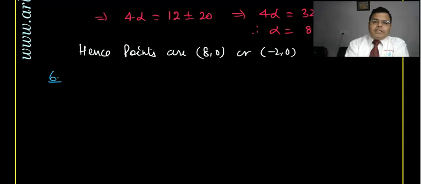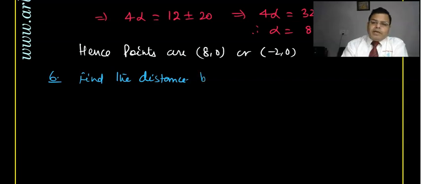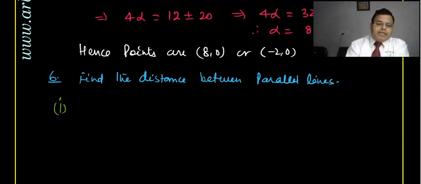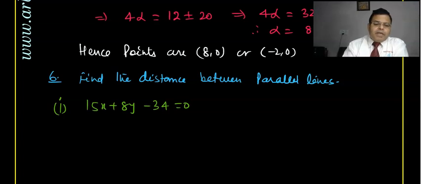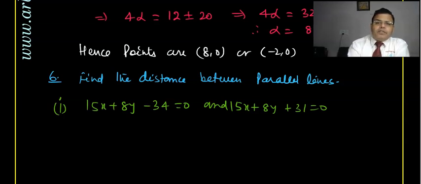Now moving to question number 6. Find the distance between parallel lines. Only one distance is required. The first pair of lines is given: 15x plus 8y minus 34 is equal to 0, and 15x plus 8y plus 31 is equal to 0. These are two parallel lines because the coefficients of x and y are the same.